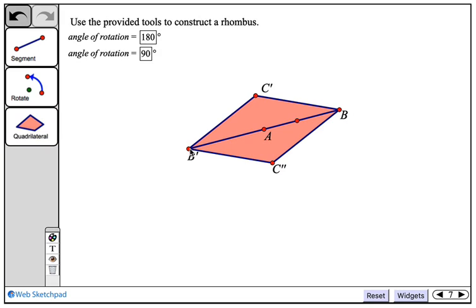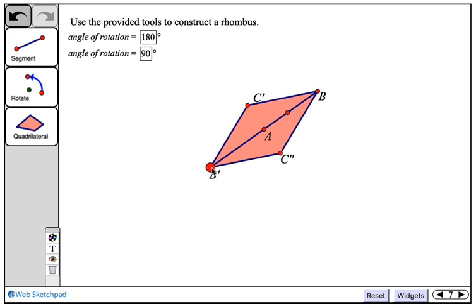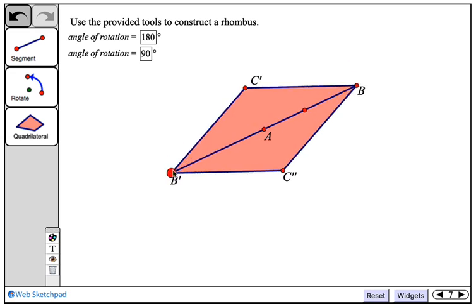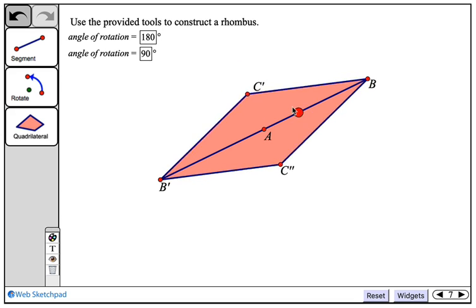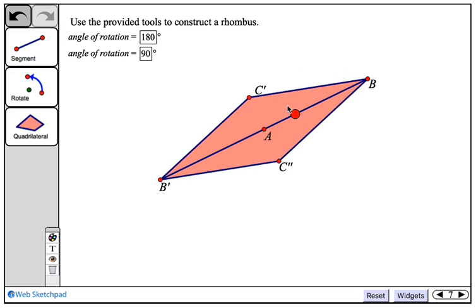To change the side lengths and angles here, I can drag point B or B prime, and if I want to make changes to C prime and C double prime, well, this point here that sits on my diagonal is what I need to drag.